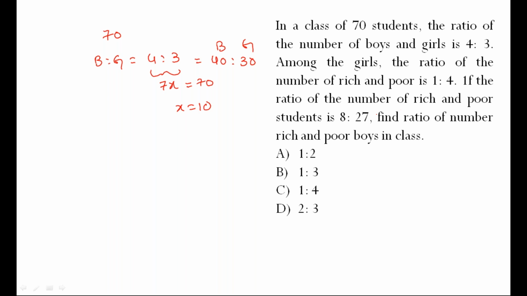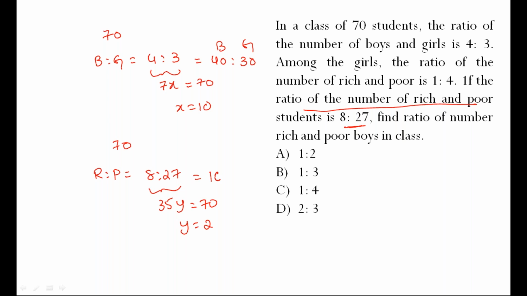Okay. Now, see one more thing. Ratio of number of rich and poor is 8:27. Among the 70 students, how many are rich and poor is 8:27. Now totally this is 35y. 35y is 70, y equal to 2. Using that, I can say 8 into 2 is 16.